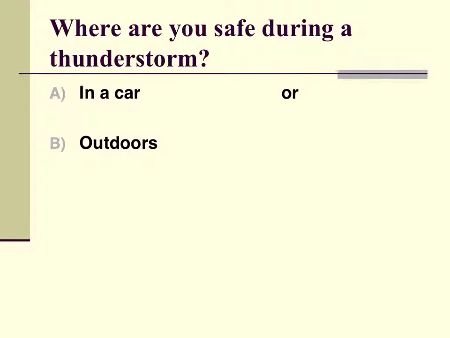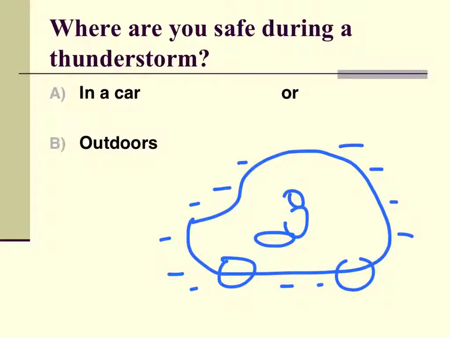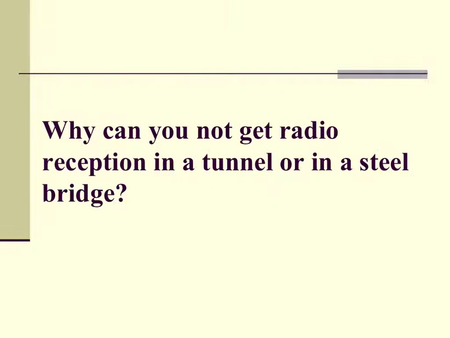So during a thunderstorm, would you be safer in a car or outdoors? Well, if you have a car that looks like that, and you're sitting in here, what's going to happen is any excess charge is going to build up on the outside. Since there's no field inside the car, you're perfectly safe. Get inside a metal object if possible when lightning's happening.